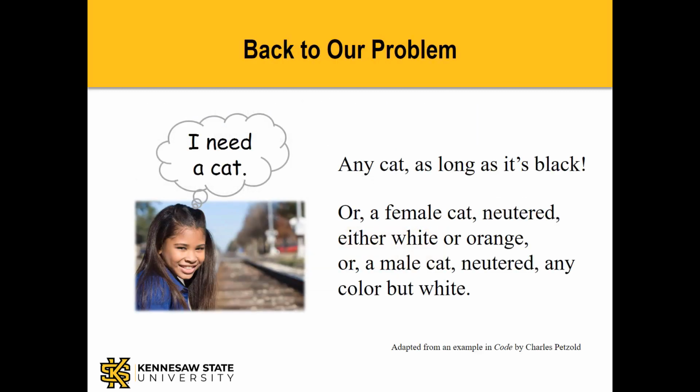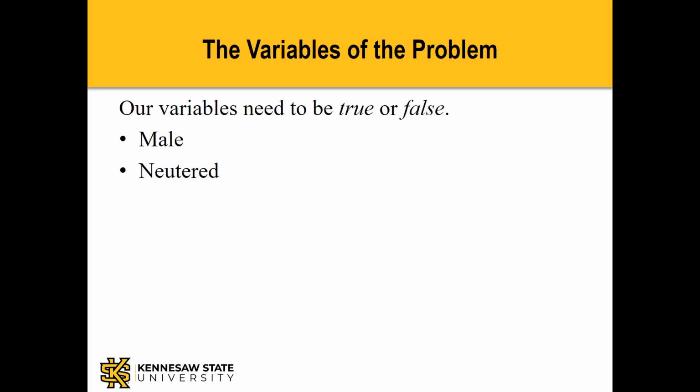Let's get back to our problem. Cat needs a cat, any cat as long as it's black, or a female cat neutered in white or orange, or a male cat also neutered in any color except white. Our variables need to be either true or false. We can use male as a variable and neutered as another one.